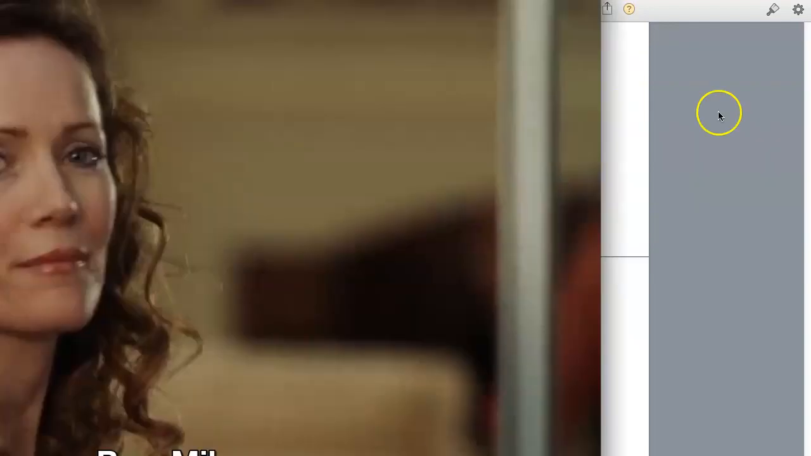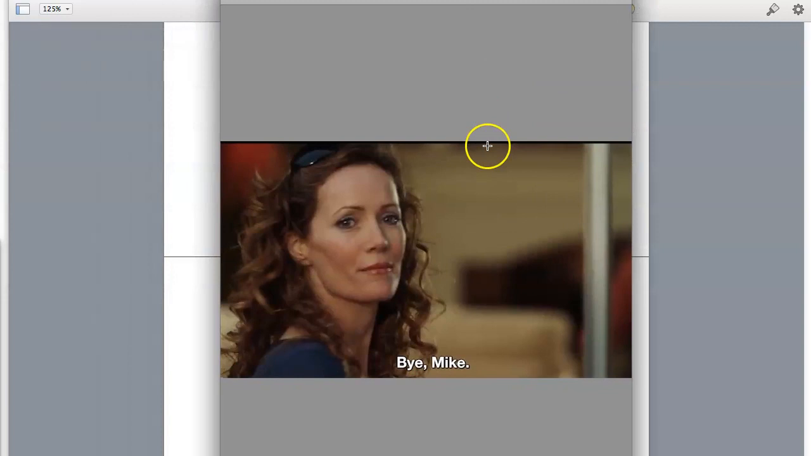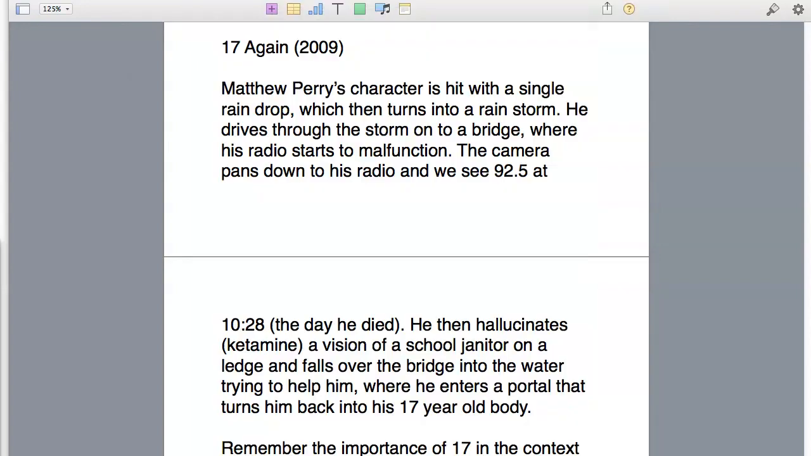with Zac Efron. Now, the scene that I want to get into starts right here with Leslie Mann's character, who is in the process of divorcing Matthew Perry's character. And she looks at him in this very kind of, I know this might be the last time I see you kind of way, and says, bye, Mike. That's the name of Matthew Perry's character. And then, as he's standing out in the backyard outside, after she says this and closes the door, Matthew Perry's character is hit with a single raindrop, which then turns into a rainstorm.